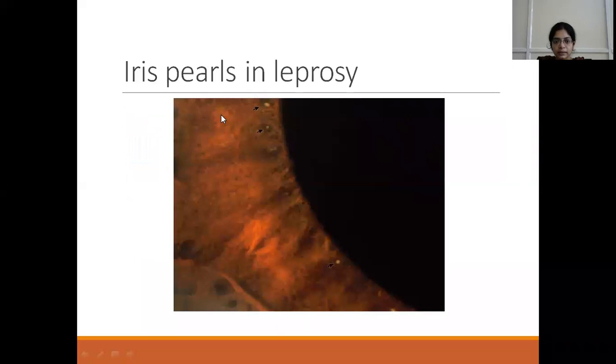So as you can see, this is tiny, and you can see by the arrowheads, by the arrow marks, these are the tiny iris pearls which are being formed at the pupillary margin because of the lepra organism. Okay, so it is mandatory to always look out for a slit lamp examination in case of leprosy because it affects mostly the anterior segment.